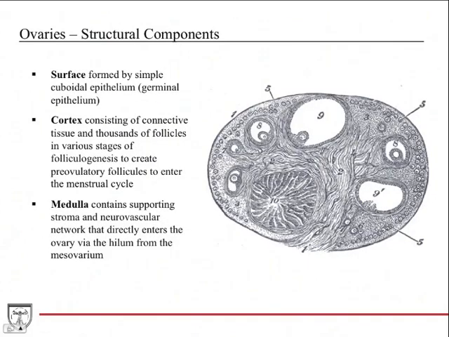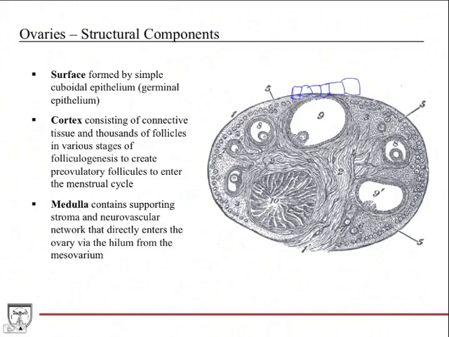So just kind of look into the structural components of the ovary. The surface here, out here, it's formed by a simple cuboidal epithelium. So look at these cube-shaped epithelial cells, and it's just one layer, simple cuboidal epithelium. It's also called the germinal epithelium.